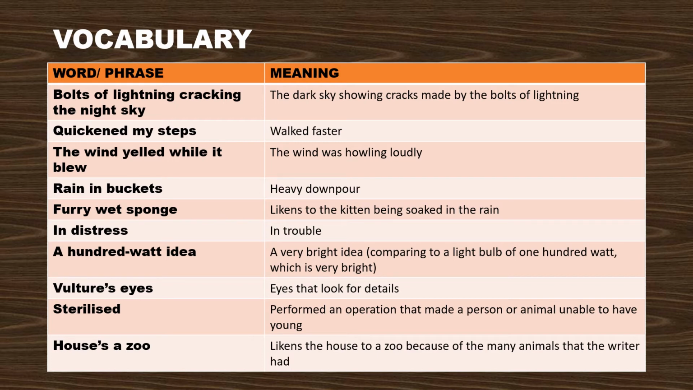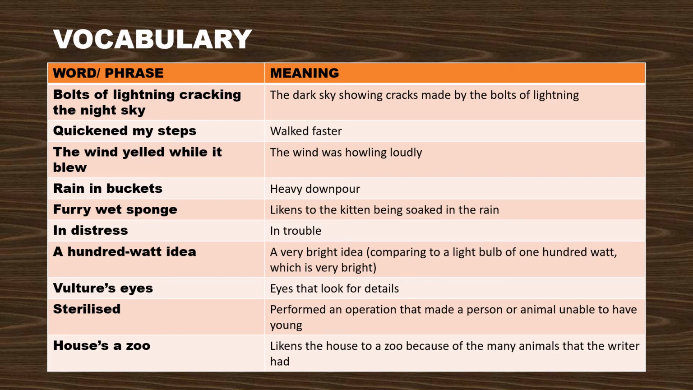The next one, in distress, the cat in distress. That means it is in trouble or it was in trouble. 100-watt idea. It means a very good or bright idea, comparing it to a light bulb of 100 watt, which is very bright. The next one, vulture's eyes, eyes that look for details. So these are the vulture's eyes. They are very good in getting their prey.